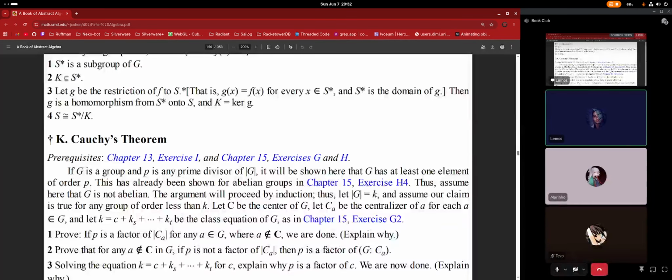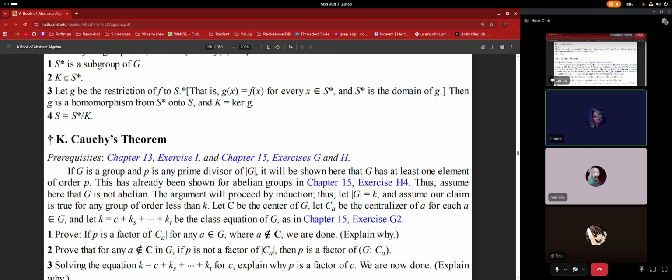So this is like prerequisites. Remember this thing and this thing. And probably number theory because there's primes and divisors in here. G is a group and P is any prime divisor of the order of G. It will be shown here that G has at least one element of order P.